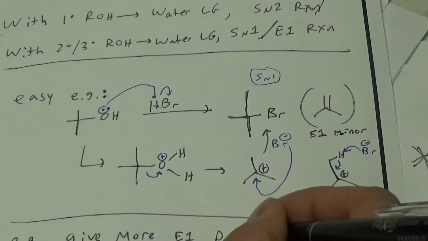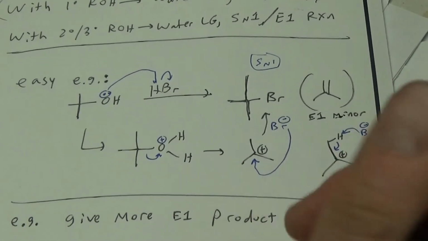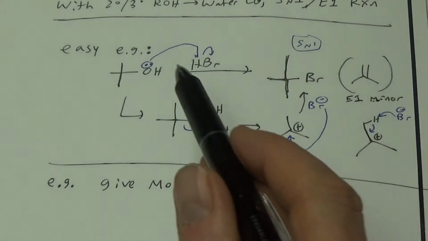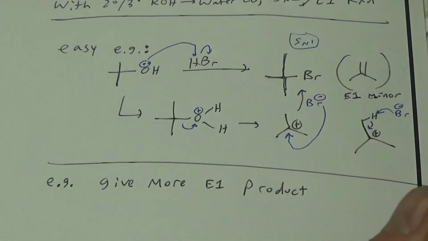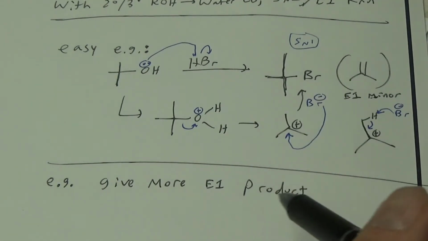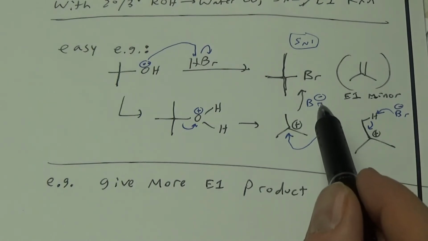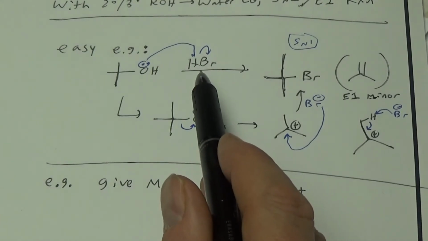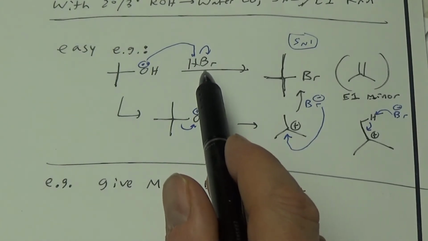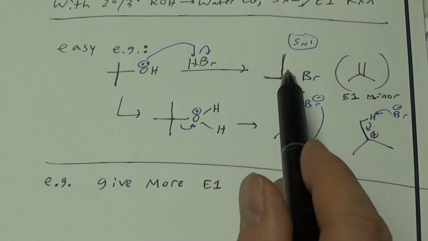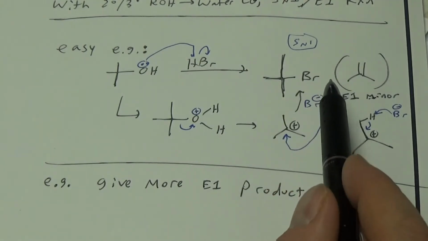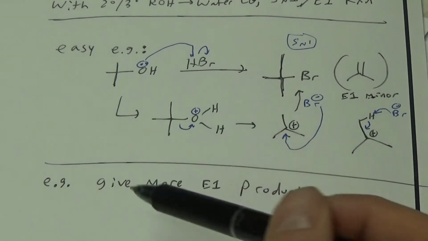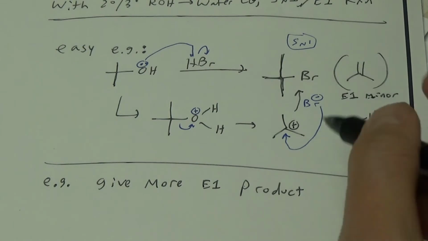And the difference between giving more E1 product and like this, where it's primarily SN1, is that to give more E1 product, rather than have a nucleophilic acid, because this is a nucleophilic acid, right? HBr is an acid, and Br is a good nucleophile, right? And why did we get SN1 product? Because we have a nucleophile, right? Br minus is a good nucleophile. How are we going to do this in a way that primarily gives E1 product?